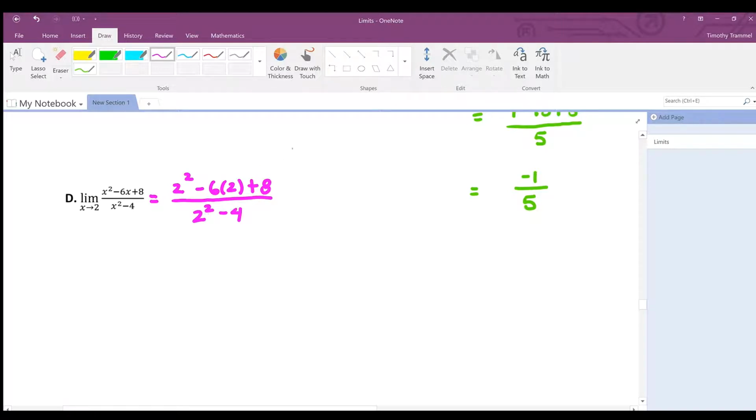So we try to use direct substitution, but we have an issue. The denominator is 0. So we need to do something a little bit different. Let's see if maybe we can factor here. Those both look like they can be factored.